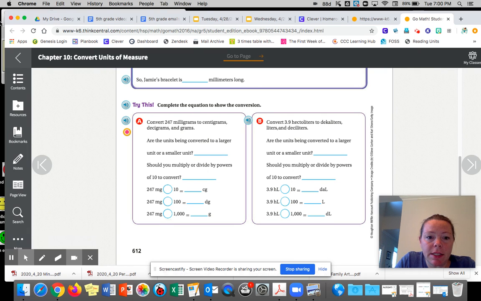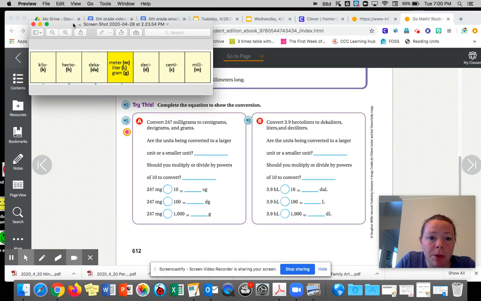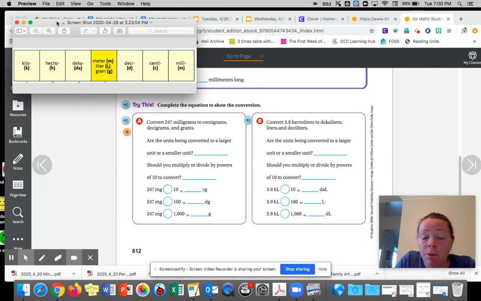All right, let's take a look at a couple more examples. I'm going to pull this up here. I'll post this for you also in Google Classroom, and it's on page 611 of your textbook also.